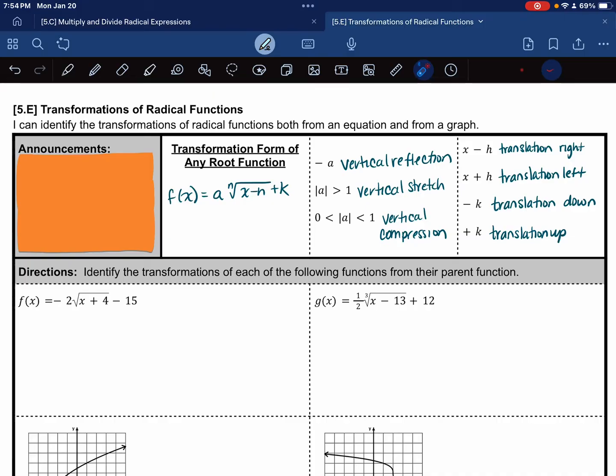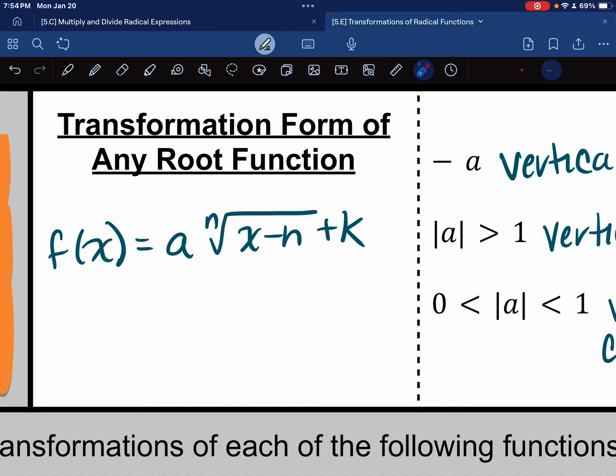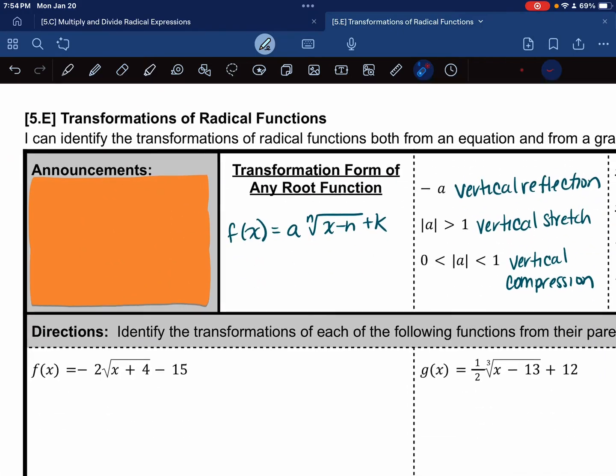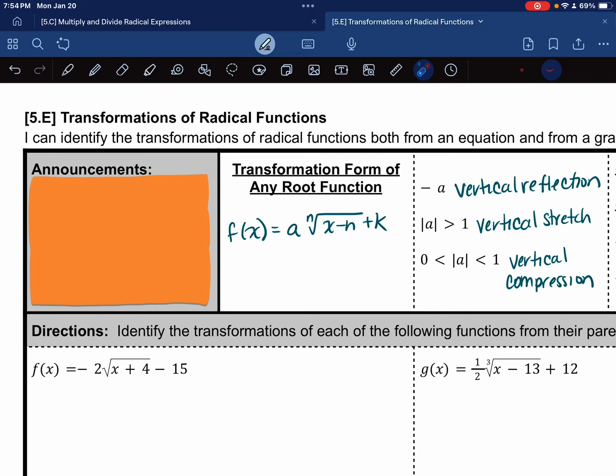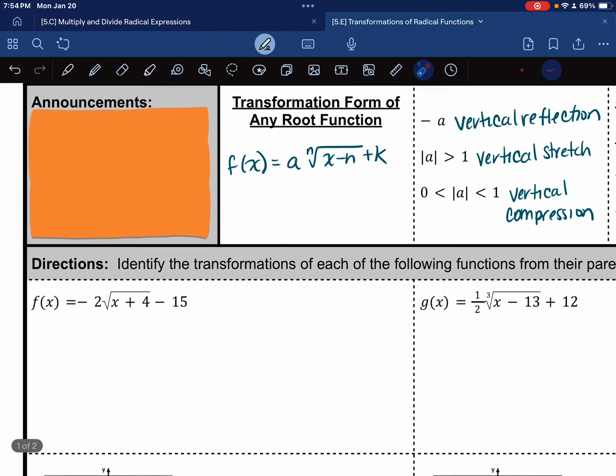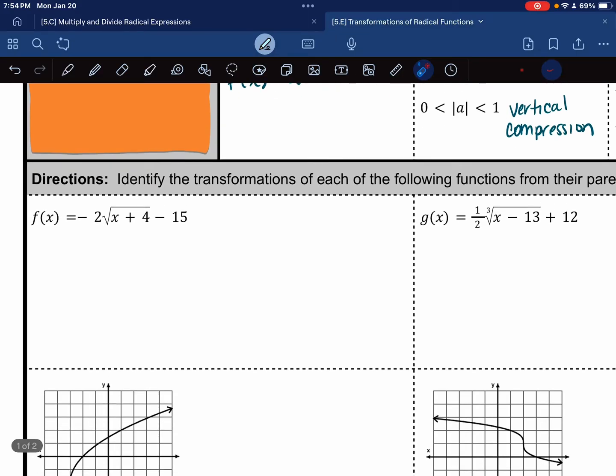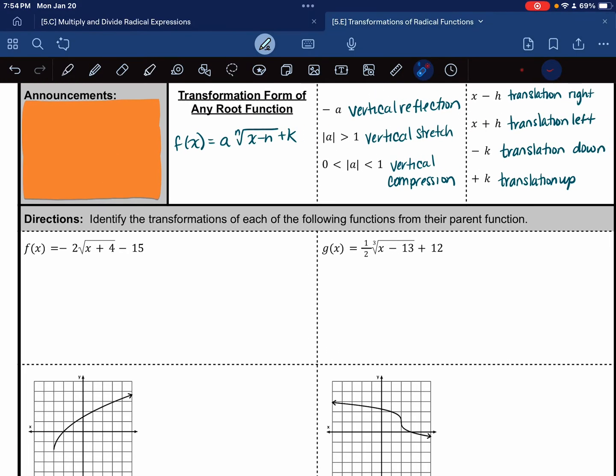Now, the transformations with root functions tend to be confusing for kids because often there's a number kind of chilling right here. Usually we call that B. And the majority of this video is going to be focused on how to get rid of that B. We turn it into the A value. All right, so this section wants us to identify the transformations for the functions.